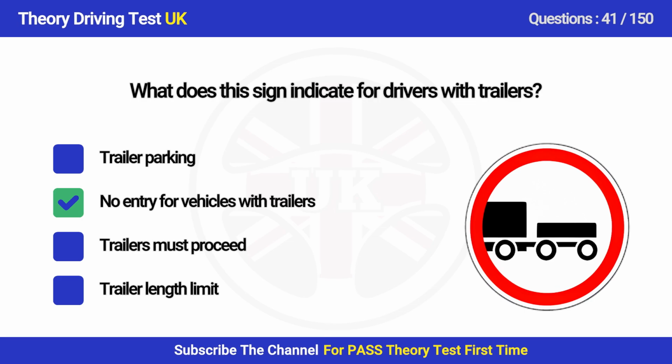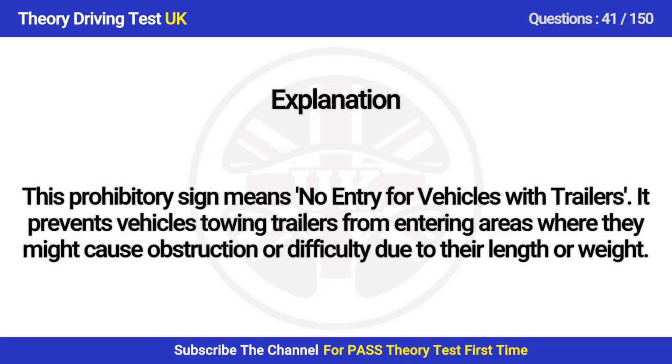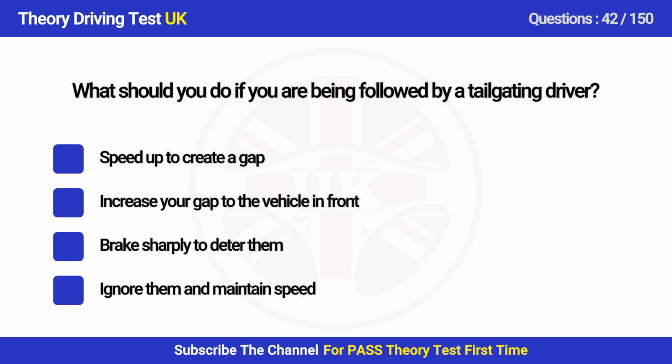Answer is B. No entry for vehicles with trailers. This prohibitory sign means no entry for vehicles with trailers. It prevents vehicles towing trailers from entering areas where they might cause obstruction or difficulty due to their length or weight. Question 42. What should you do if you are being followed by a tailgating driver?